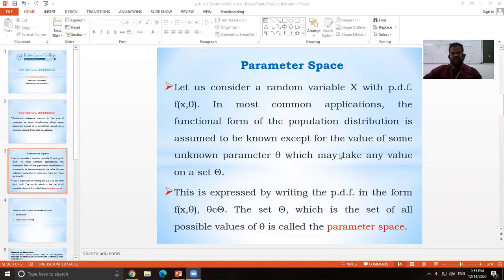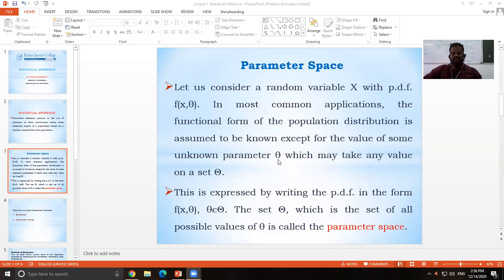First of all, we would like to know what the parameter space is. Let us consider a random variable x with the PDF, probability density function, f of x comma theta. This f of x comma theta is the general form of the probability density function for any distribution. In most common applications, the functional form of the population distribution is assumed to be known except for the value of some unknown parameter theta.